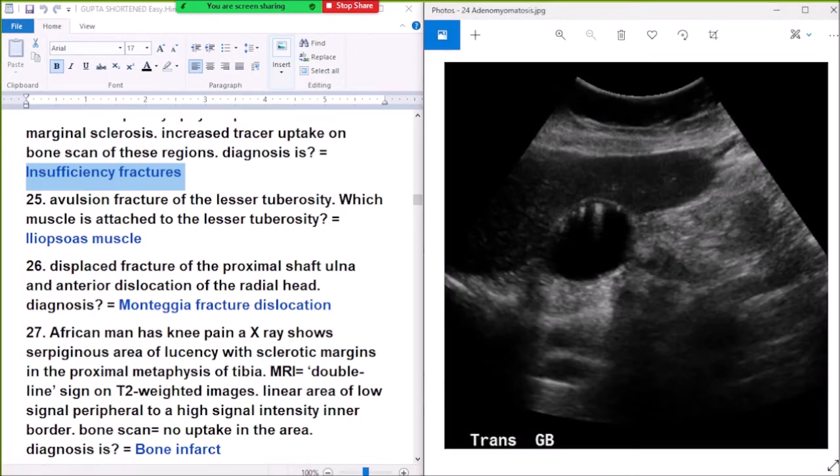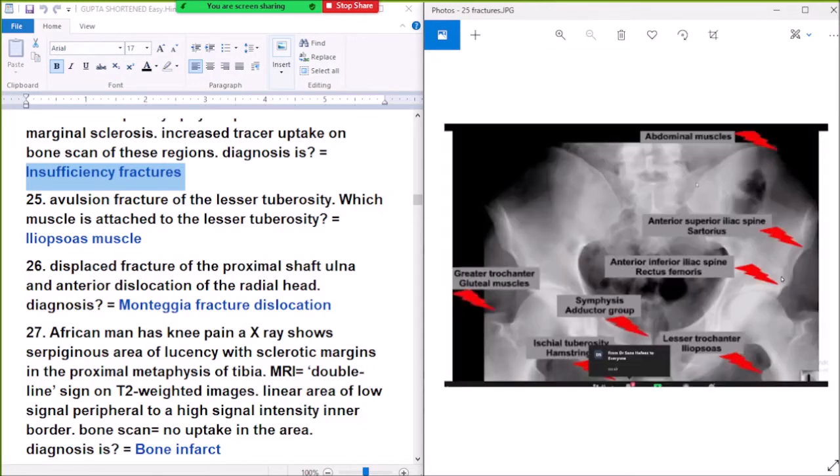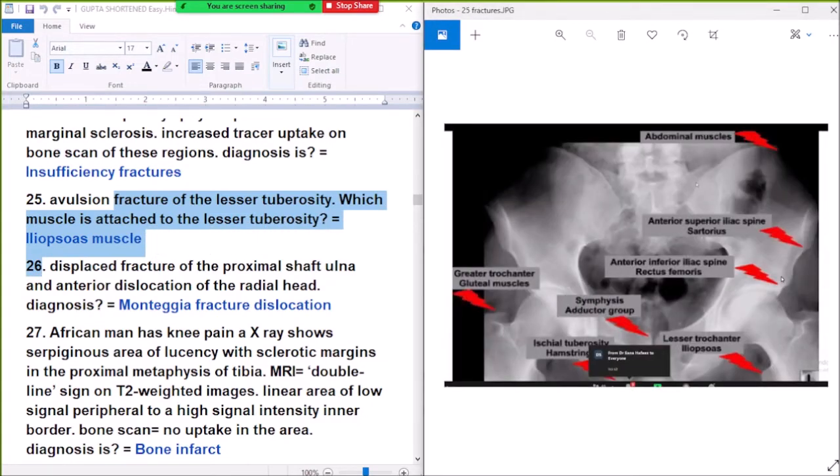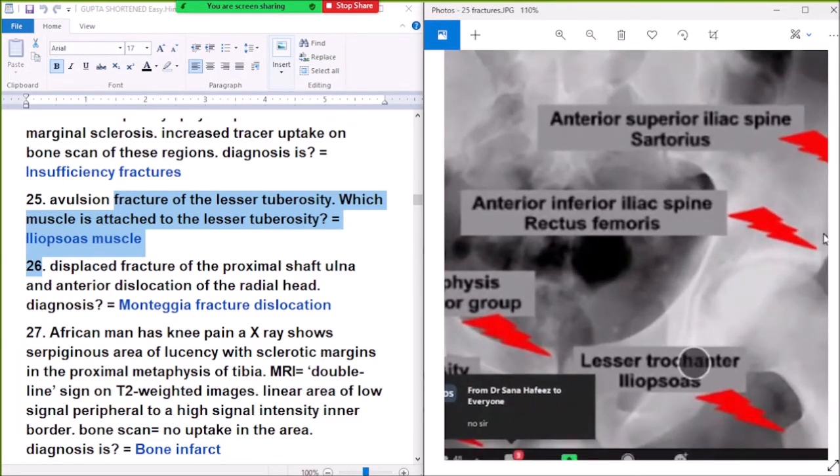Question number 25. A fracture of the lesser tuberosity: which muscle is attached to the lesser tuberosity? Subscapularis. Lesser trochanter, which muscle is attached?